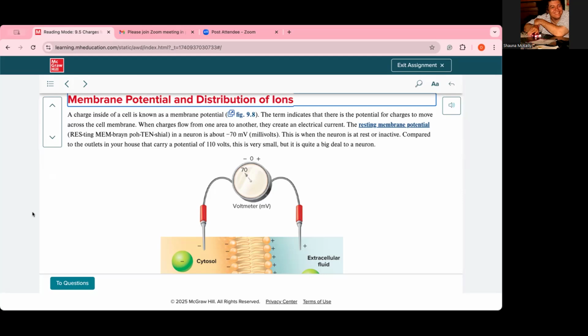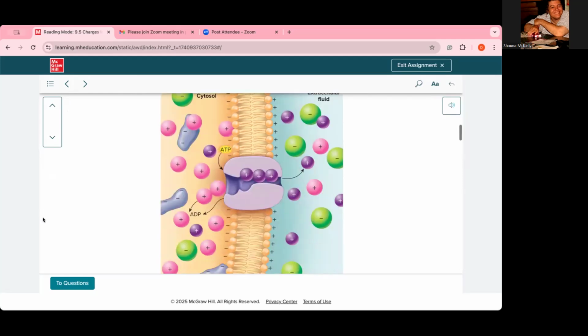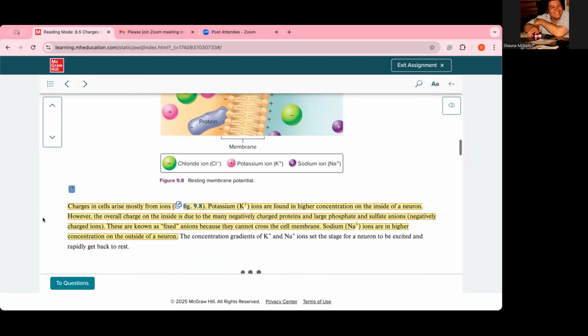So, okay, it looks like it's negatively charged. Let's go down and make sure. But it looks like there's a negative in front of it, so it's probably a negative charge. Let's read a little more and see what it says.